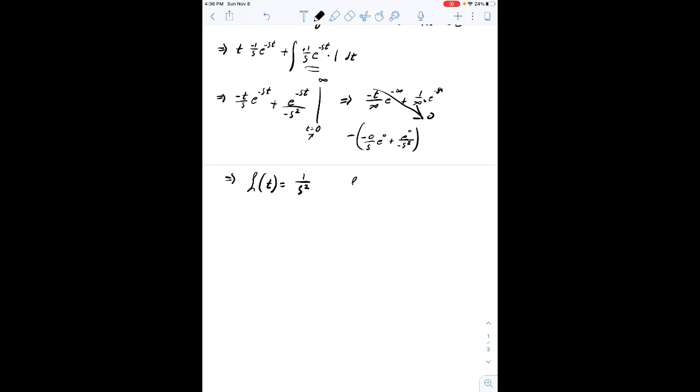So we know the Laplace transform of 1 is equal to 1 over s, and the Laplace transform of t is equal to 1 over s squared. Now if you want to, you could also do a proof where the Laplace transform of t to the n is equal to n factorial over s to the n plus 1. Cool.